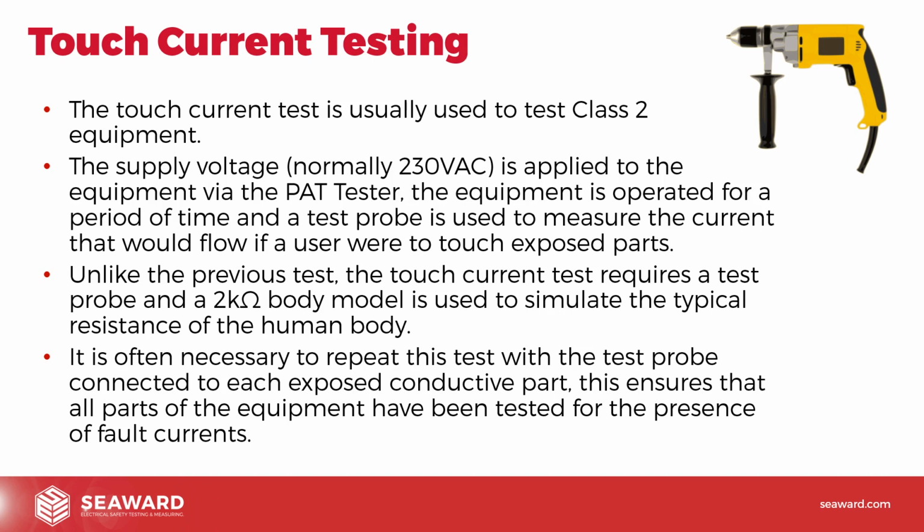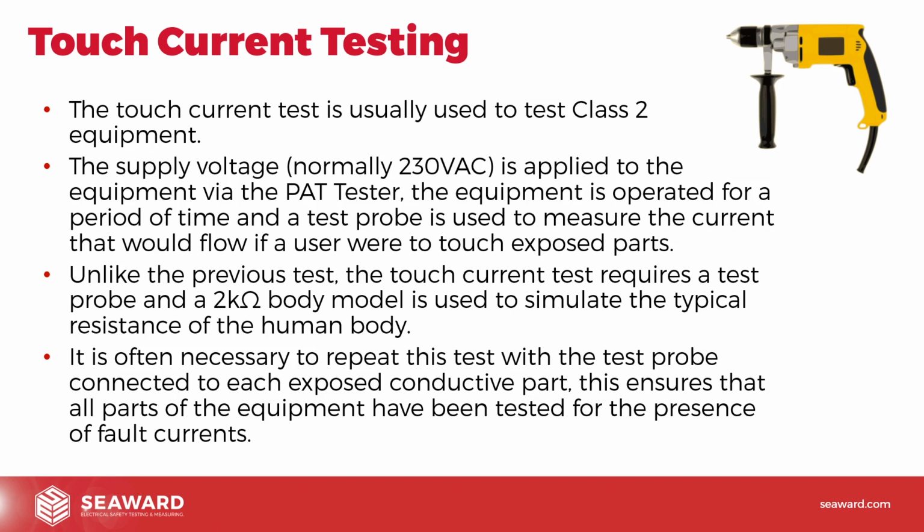So in this case, the supply voltage, normally 230 volts AC, is applied to the equipment via the PAT tester, and the equipment is operated for a period of time, and the test probe is used to measure the currents that would flow if the user were to touch exposed parts. So that's the important thing on here. What we're doing is we're actually measuring exposed parts. So if I've got, say, the body of the drill there on the slide, I'd actually be measuring to the body of the drill. So what we're saying is if I was the user and I was using this drill and I was to touch that part, what current would flow down my finger? What current would flow through me if I were to touch that part while this thing was in operation?